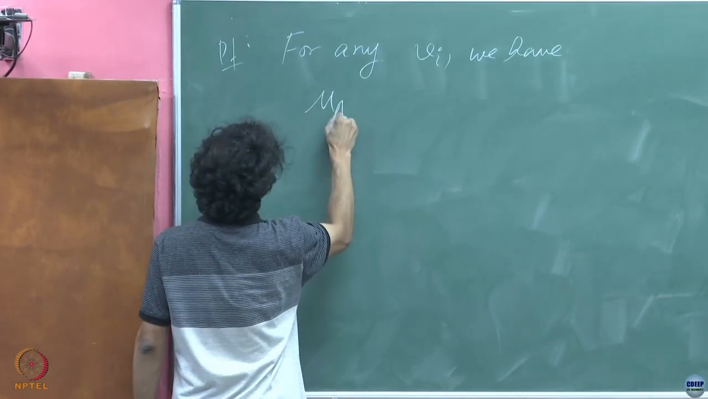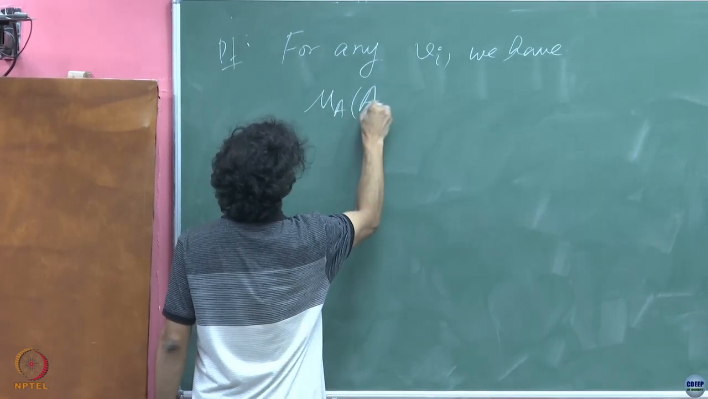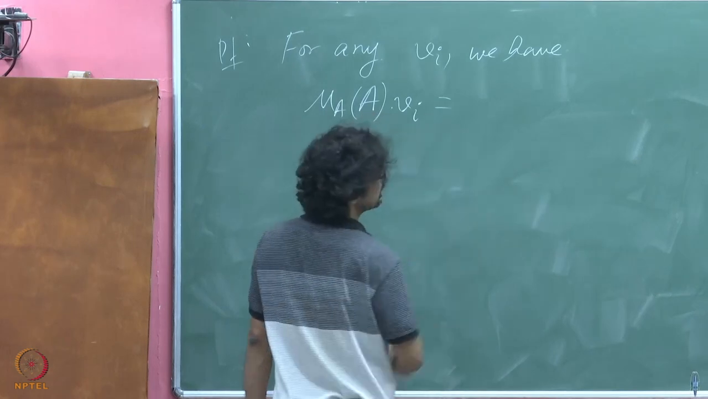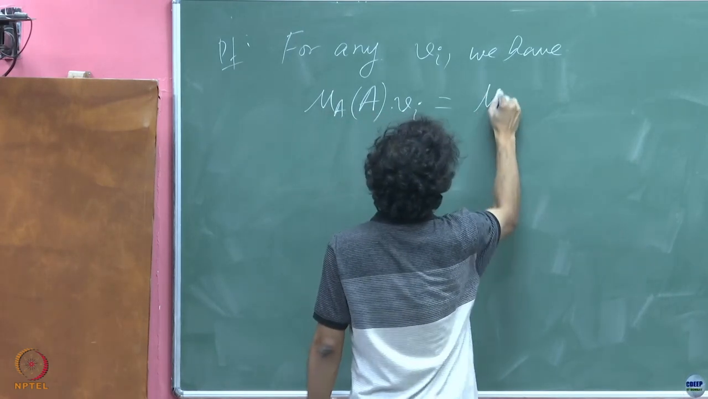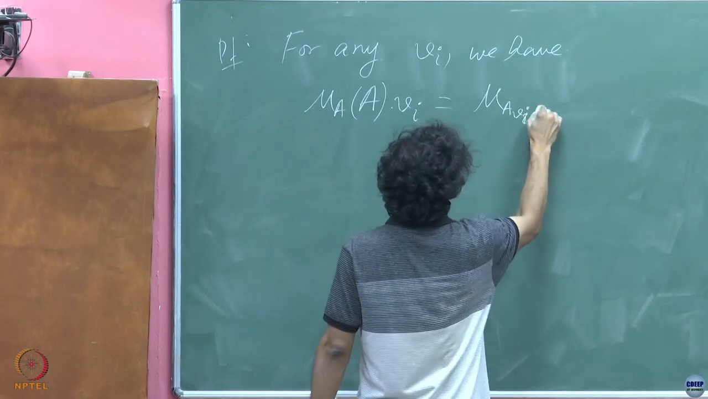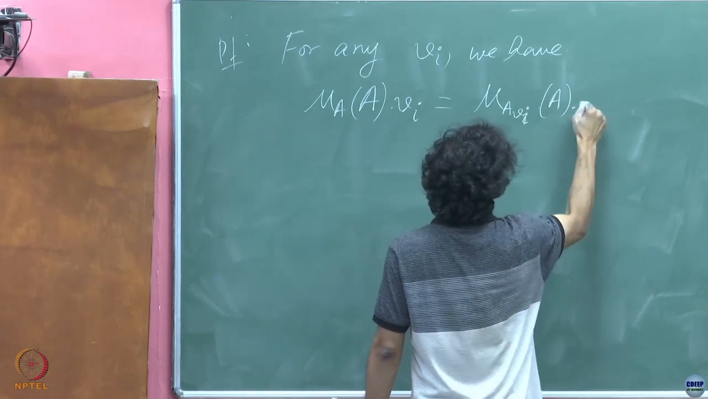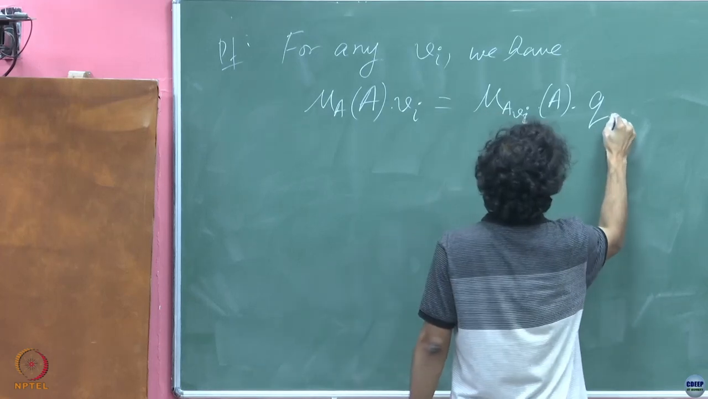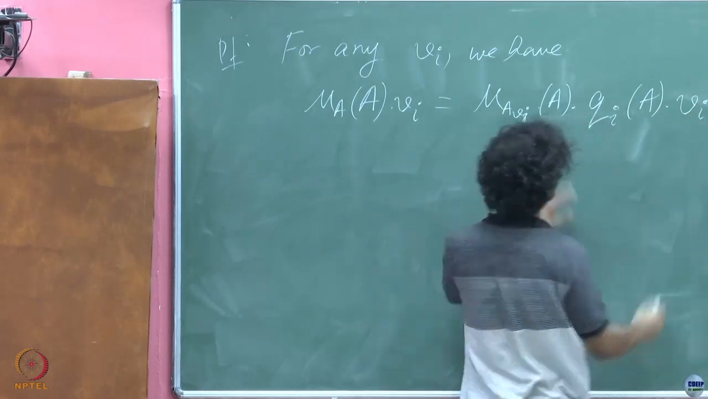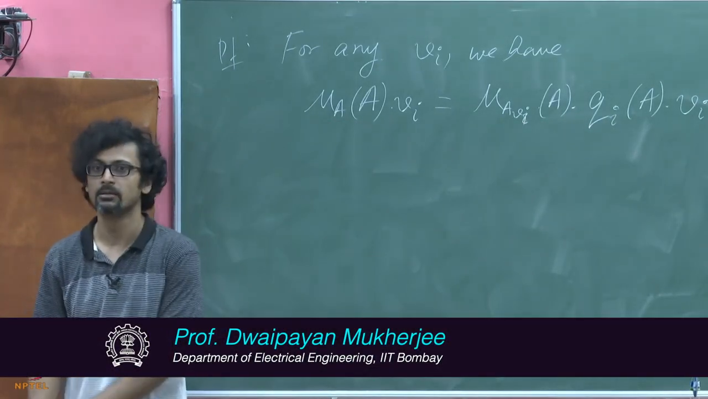mu_A of A acting on v_i, pay very careful attention to this, is equal to mu_{A,v_i} of A times some q_i of A acting on v_i. Check if you agree with this. If you agree with this, it's done almost.